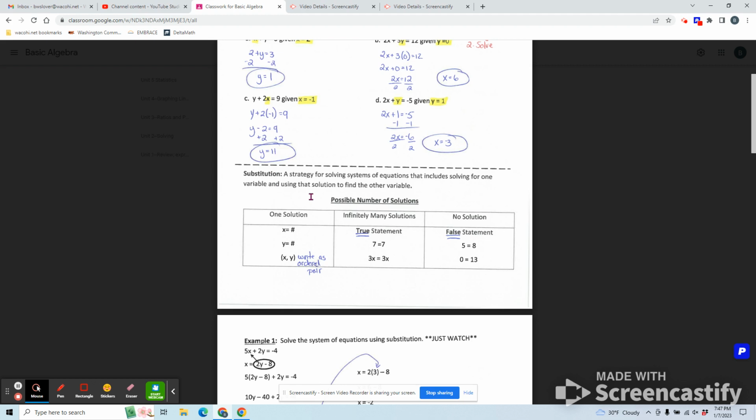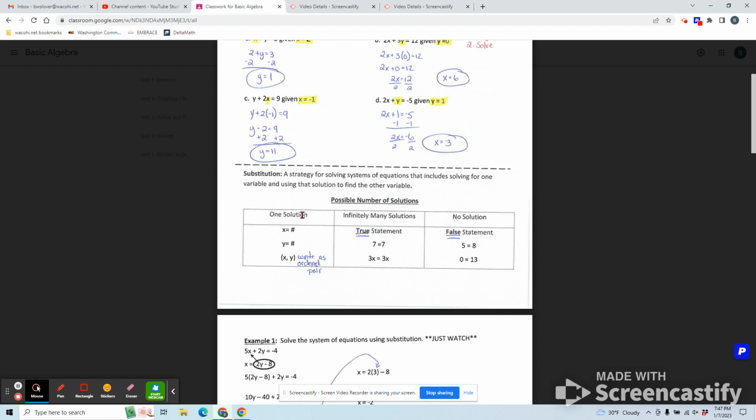Just like before, you had three different possible solution scenarios. One was one solution, one was infinitely many or many solutions, and one was no solution. The same three are true here, but we're not graphing it, so it's going to look a little bit different when we solve it algebraically.